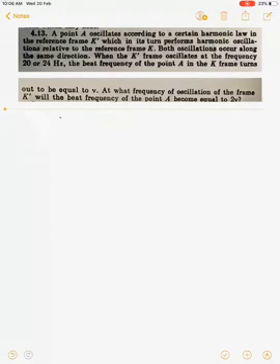It is given that a point A oscillates according to a certain harmonic law in a reference frame K dash, which in its turn performs harmonic oscillations related to reference frame K. Both oscillations occur along the same direction. When K dash frame oscillates at a frequency 22 or 24 Hz, the beats frequency of point A in K frame turns out to be equal to nu. At what frequency of oscillation of frame K dash will the beats frequency of point A become equal to 2 nu?